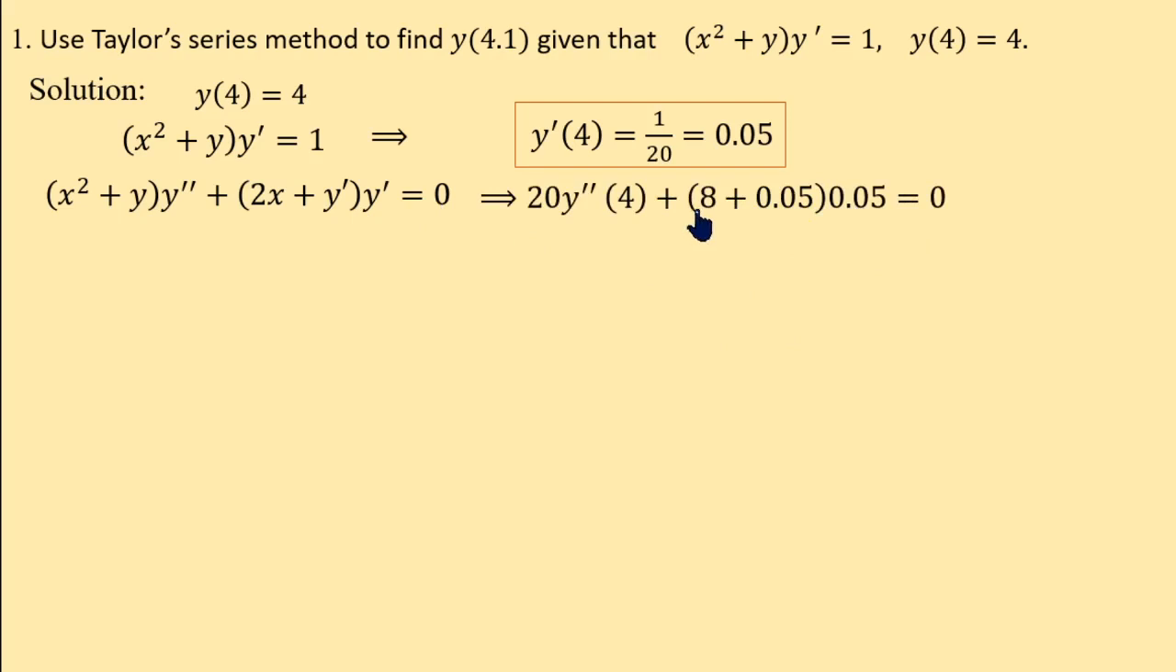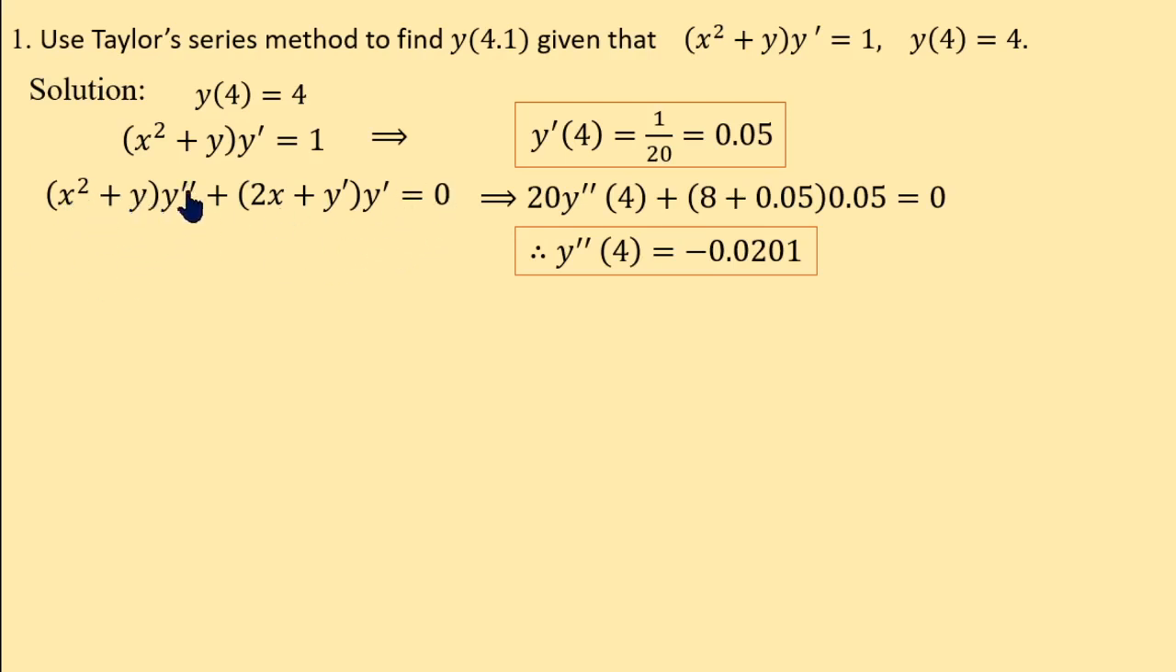Substitute this value in calculator, that means bracket open 8 plus 0.05 into 0.05, that is divided by 20 and multiplied by minus sign. When you take this to right side, it becomes minus sign. So minus 8 plus 0.05 into 0.05 divided by 20 is y double dash at 4. And hence y double dash at 4 is minus 0.0201.